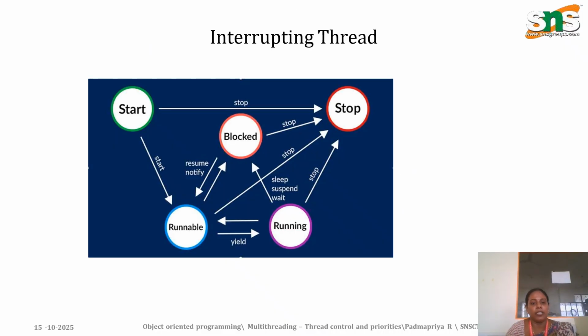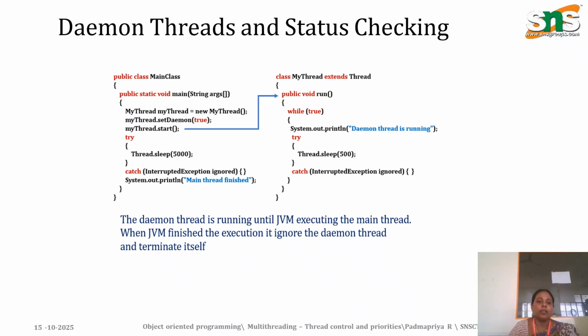Interrupting a thread: it starts, is runnable, running, then blocked. When there is no resource for that particular thread, it will go to the blocked state and stop. So this is the thread program in Java.